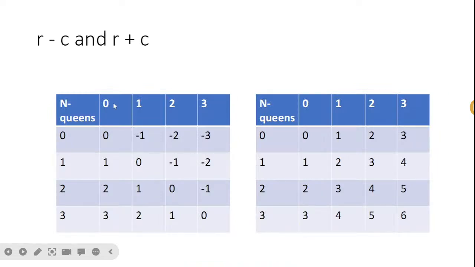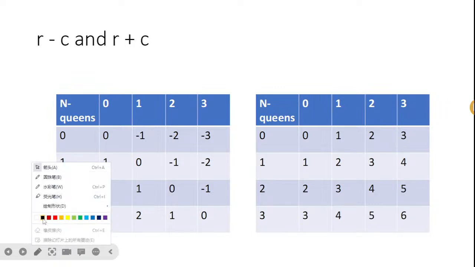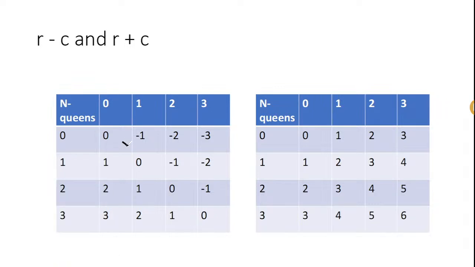There are some properties of the columns and rows. If the row minus column, for example here, this one should always be 0, because 1 minus 1 is 0. So this one should always be 0. It means I can put it inside an R minus C negative diagonal set, because these values should always be the same.